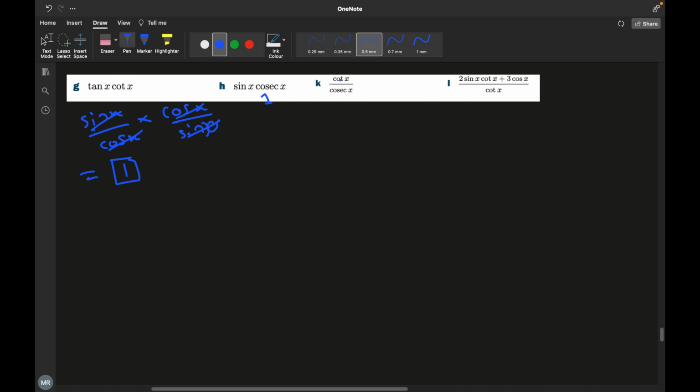Now let's solve this. We know that cot x is cos x by sin x divided by cosecant x, which is 1 by sin x. This and this get cancelled. We're left with cos x.